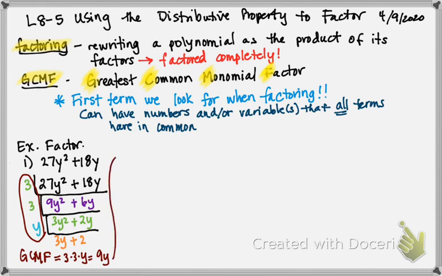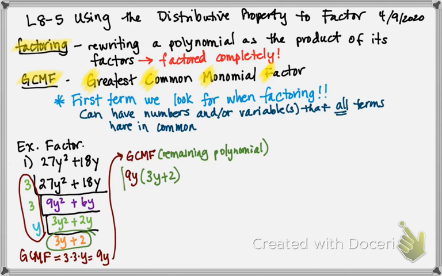I'm going to move over here, and I'm going to write it this way. GCMF, and then it's going to be times the remaining polynomial. And in our case, it's a binomial. That's the format that we will always take with this. So for our answer, we're going to get 9y times the quantity, and then it's just sitting right there at the bottom, 3y plus 2. And there's your answer, okay?